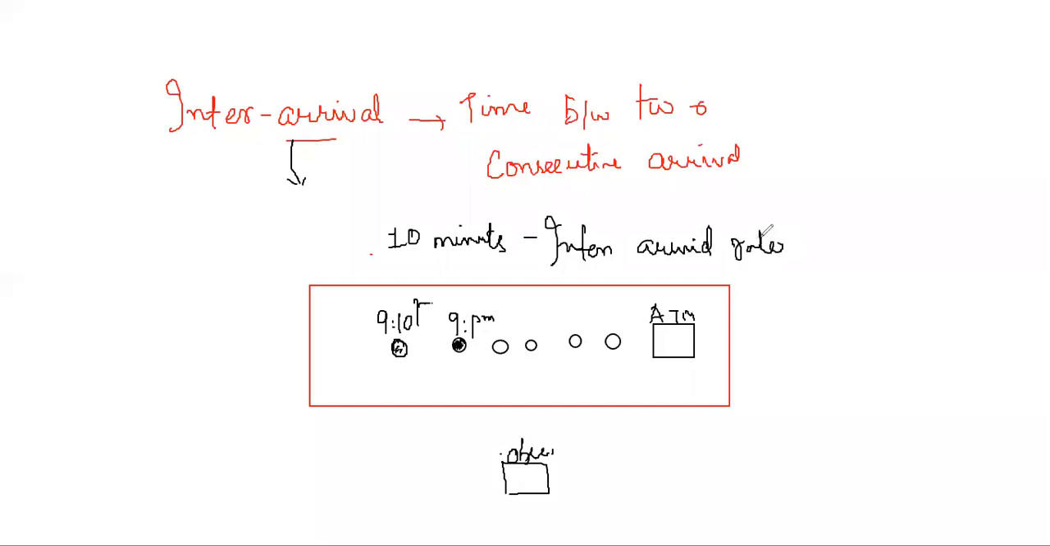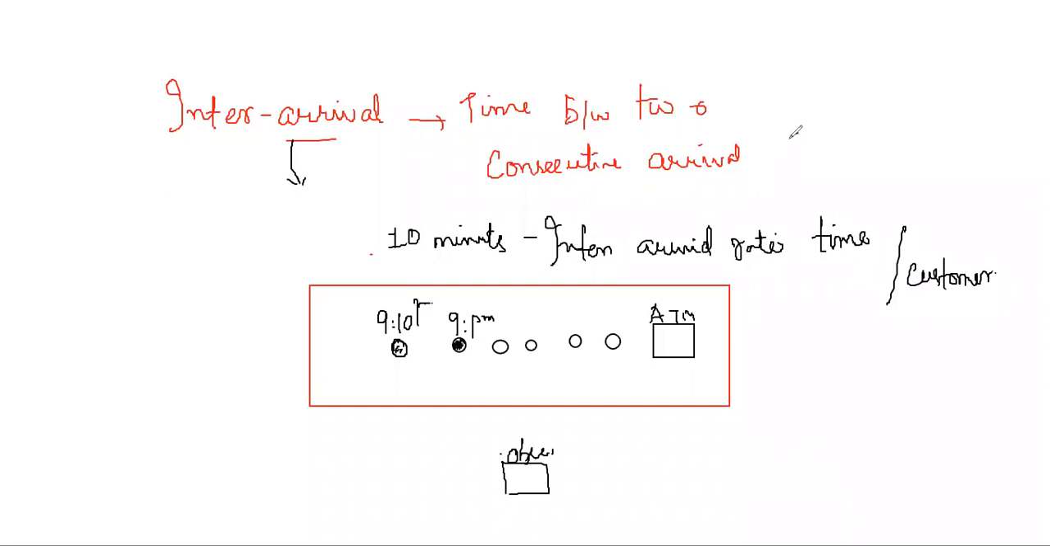10 minutes is the inter arrival rate. So one thing is arrival rate, which is how many customers are arriving per unit of time. But inter arrival rate means after how much amount of time a new customer comes. Therefore the unit of it is time per customer. I have discussed it so many times. The unit of it is time per customer.